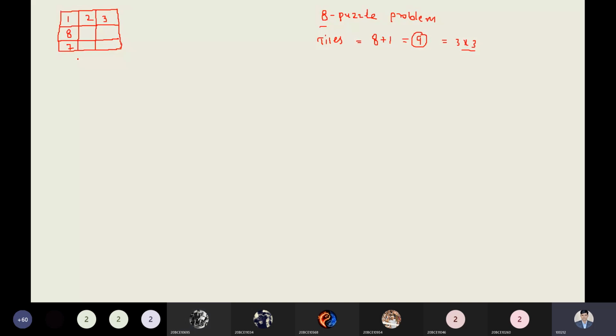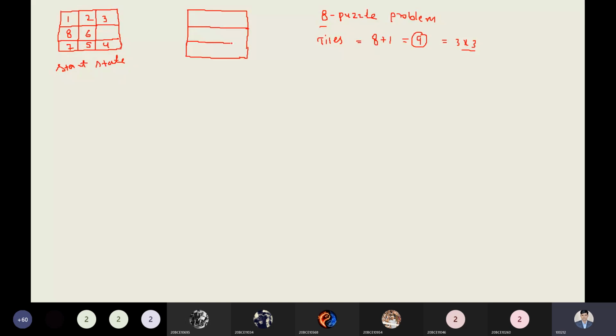Okay, and 8, 6, 8, well, 5 and 4. This is a start state, and the goal state is already given over here. So we are using this one, and you have to tell me how we can solve this problem.